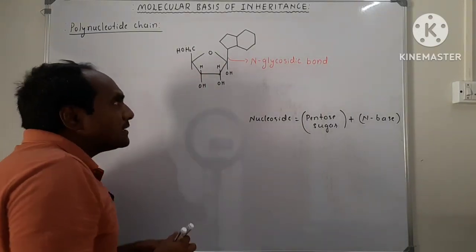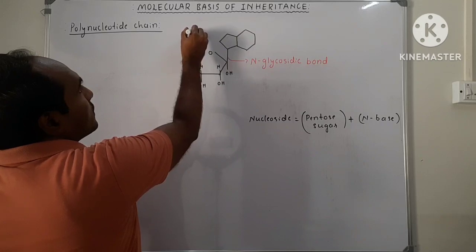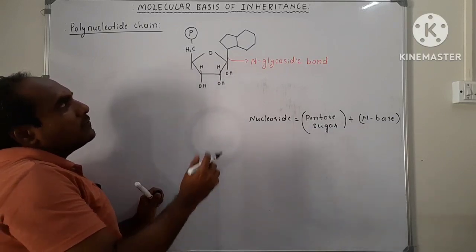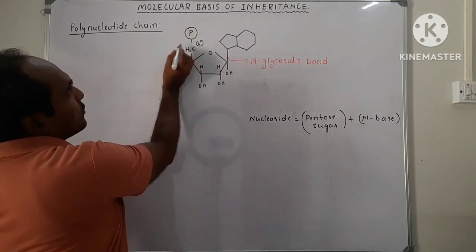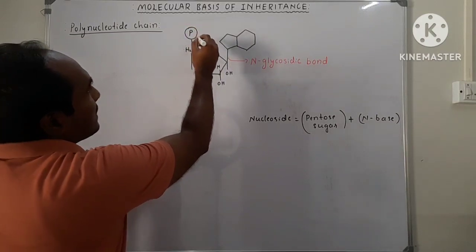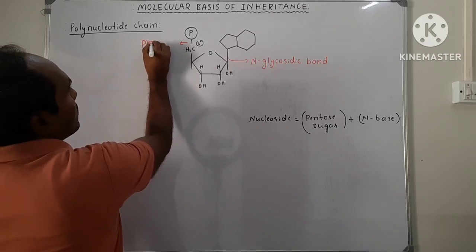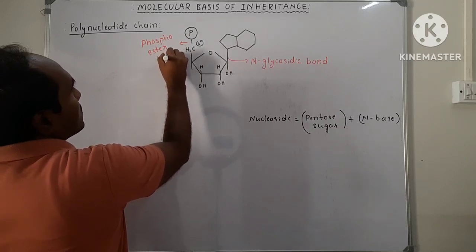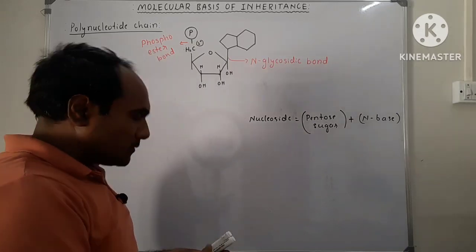If a phosphate group is attached, see here, this is called what? This is phosphate group, PO4 3-. Getting my point? If a phosphate group is attached to the fifth carbon atom of pentose sugar with the help of a bond called phosphoester bond, then this unit is called nucleotide.